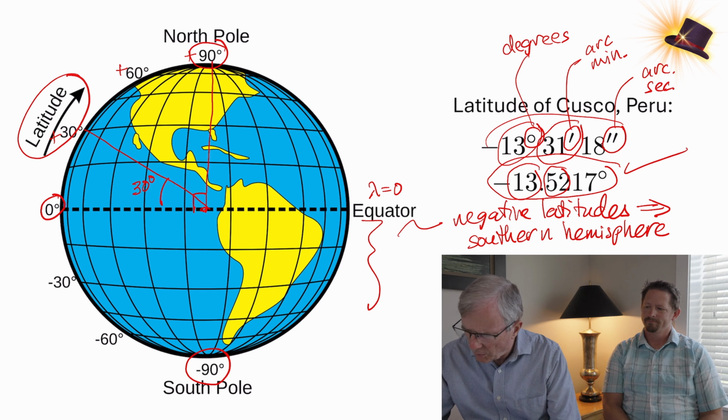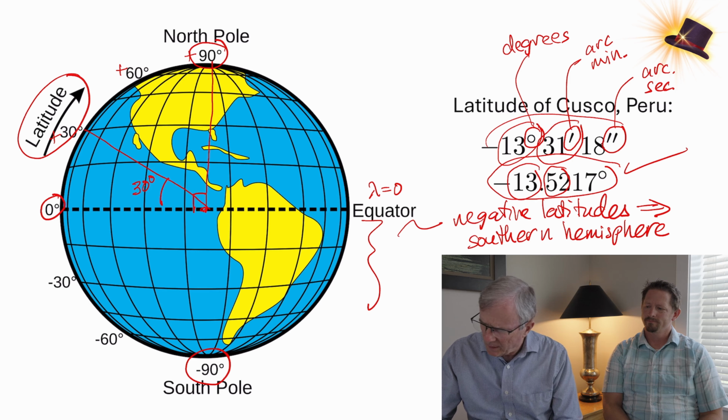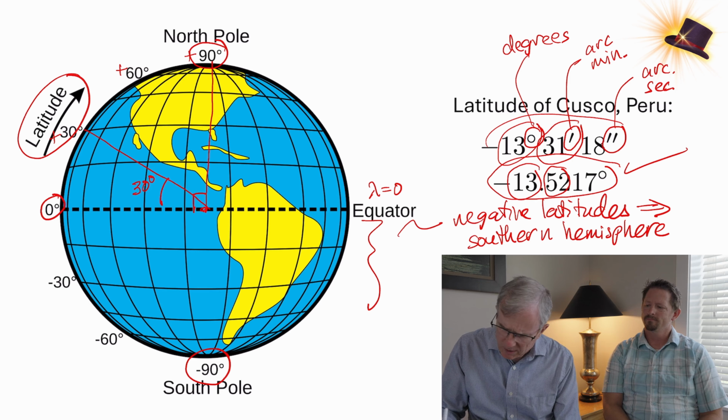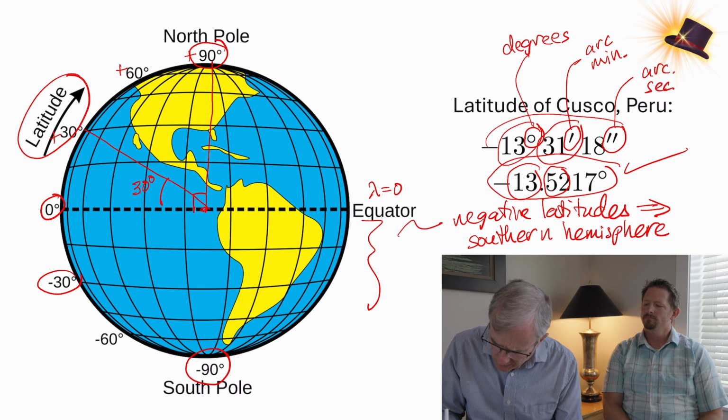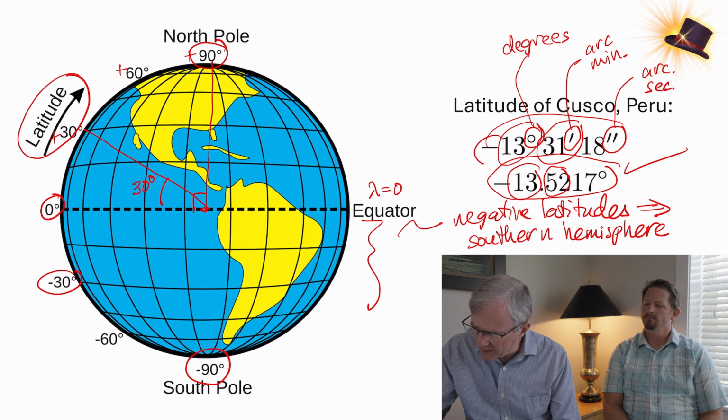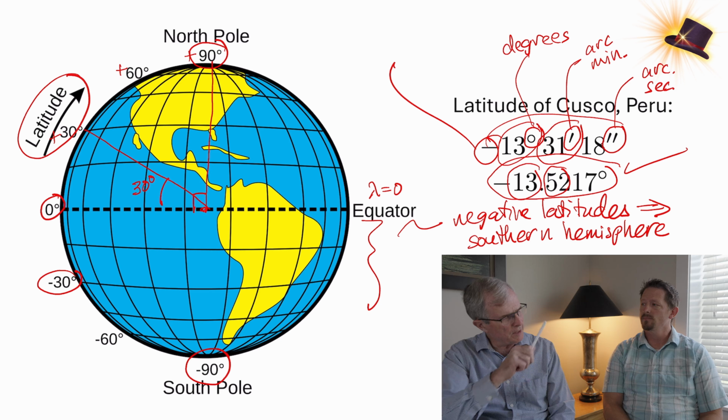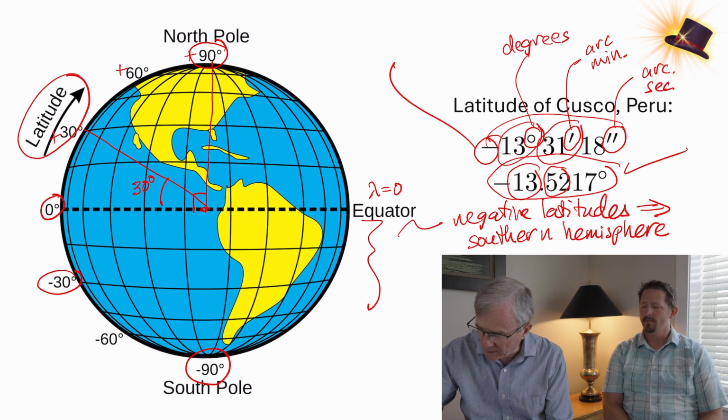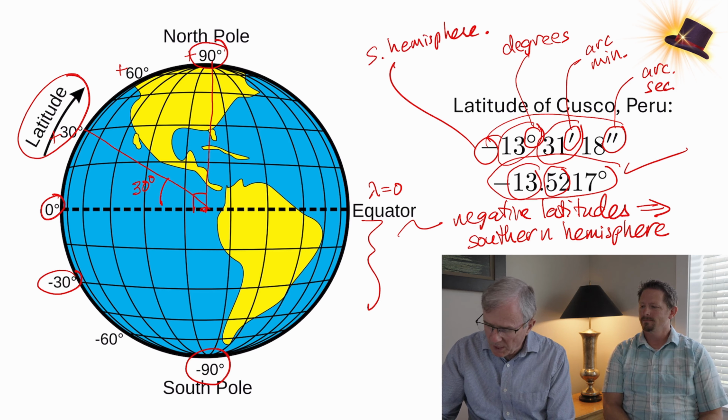So where is that on here? A latitude of negative 13 degrees. Well, this latitude right here is negative 30 degrees, so the minus sign says what? It says it's in the southern hemisphere. That's what the minus sign says.